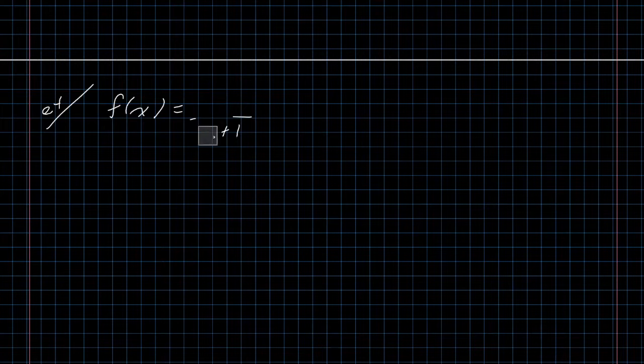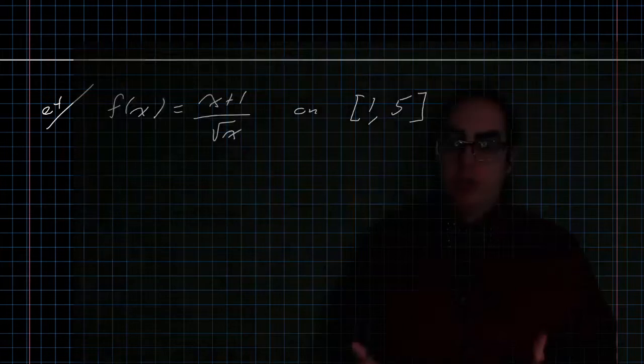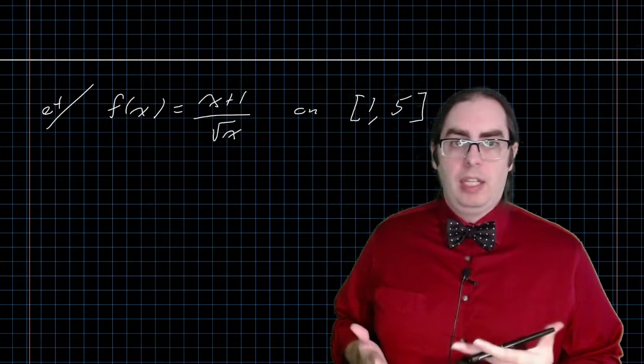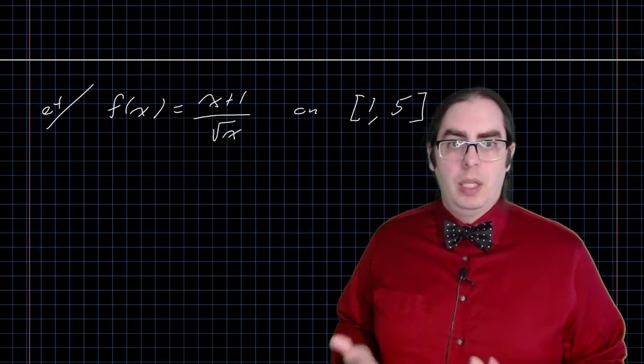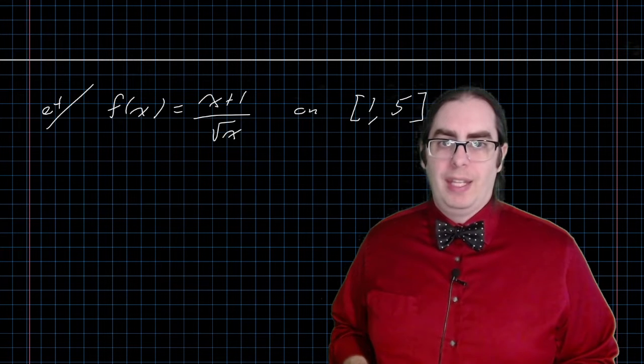I'm sorry, I wrote that upside down. I would like you to take a look at the function f of x equals x plus 1 over the square root of x on the interval from 1 to 5. And once again, the instructions here are to find the extreme values, the maximum and the minimum of the function on this interval. See what you can do with that one, and I'll see you in the next video.